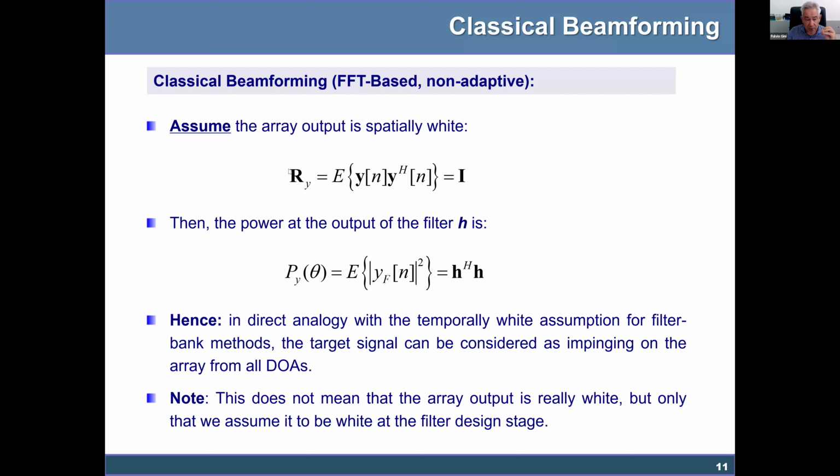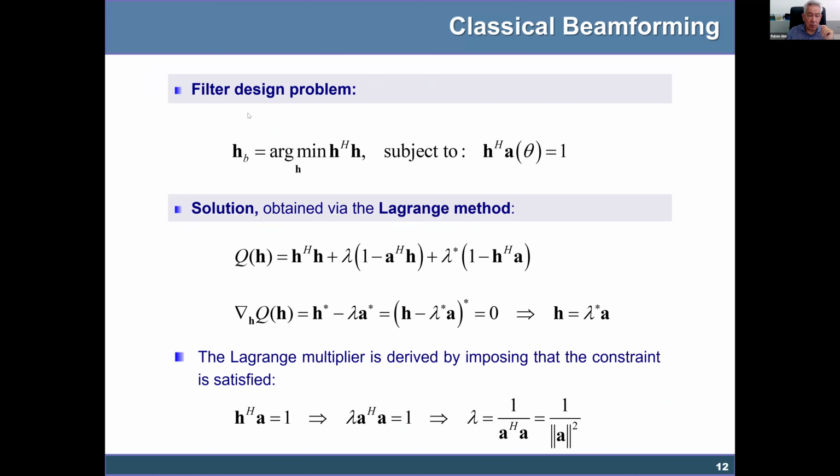Why do we make this assumption? Because we don't know R_y, and we want to eliminate the dependency on R_y. So if you make this assumption, P_y of theta becomes H Hermitian H. Okay. So the filter design problem becomes the following.